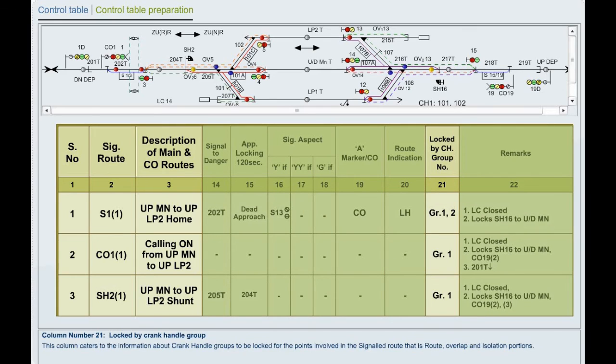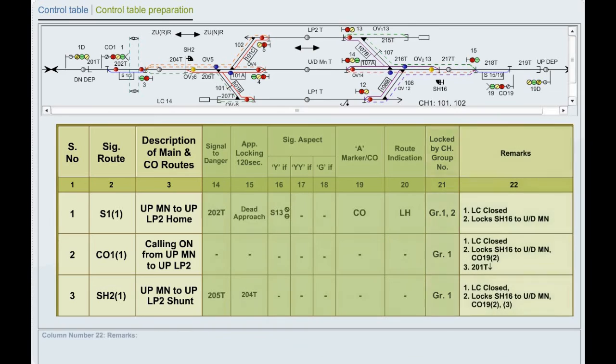Column number 21, locked by crank handle group. This column caters to the information about crank handle groups to be locked for the points involved in the signaled route, that is, route, overlap and isolation portions.